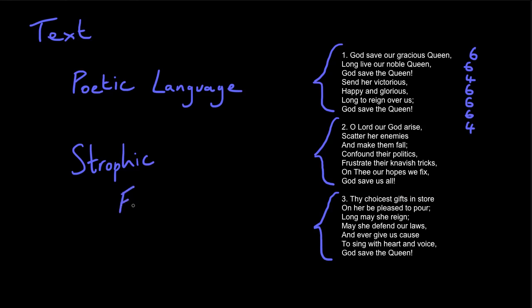And strophic form will be exactly how this text is most traditionally set to music, in that we have the same music that represents this first verse or first stanza, and then we have the same music again, with only very slight embellishments, if there are any, to set the second verse, and then the third verse, and there are four, five, or six verses, I can't remember, of God Save the Queen, but each of those will be set to exactly the same music.